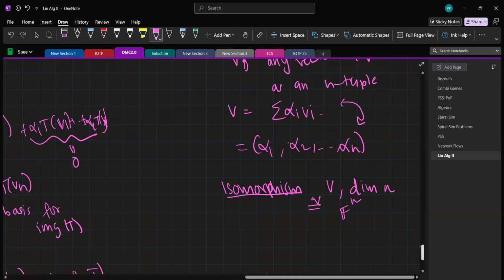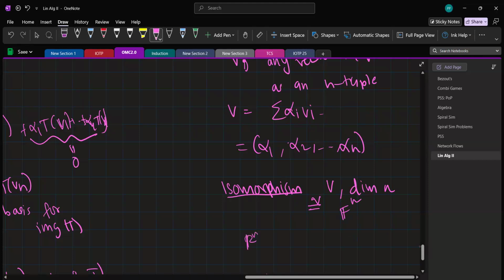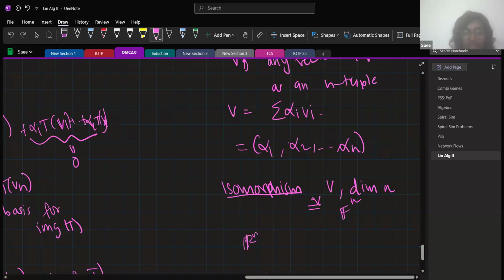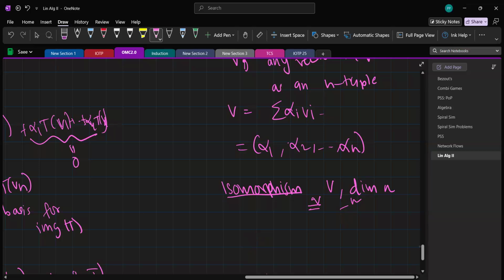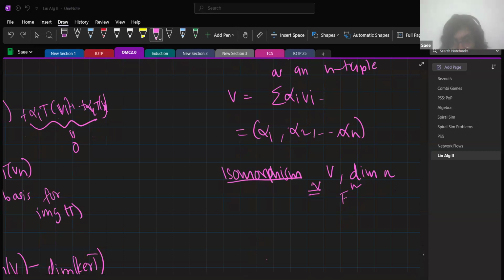What's F to the power n? F to the power n is basically all n tuples. Like, you know what R to the n is, right? Yes, vectors. Same thing. So F is like some general field. It doesn't matter. It's just n tuples, but with elements coming from F. So these two are essentially the same objects is what we're saying.